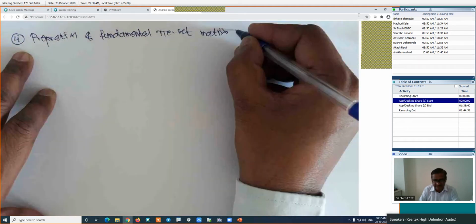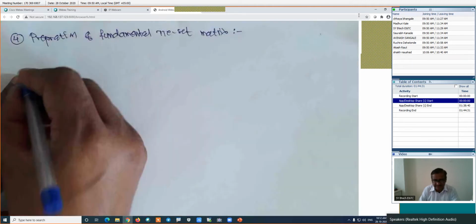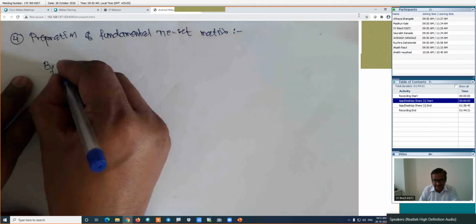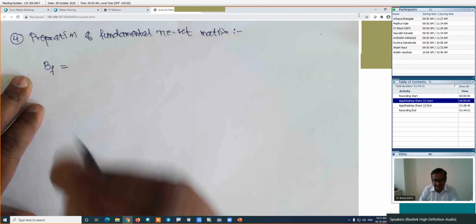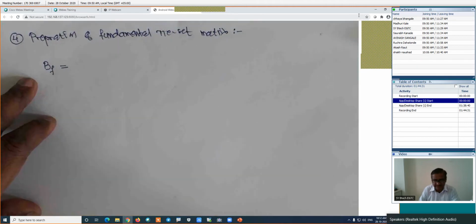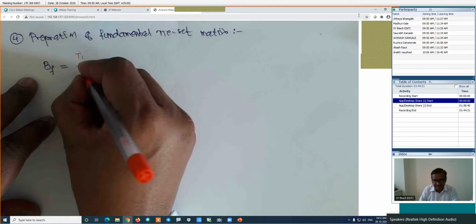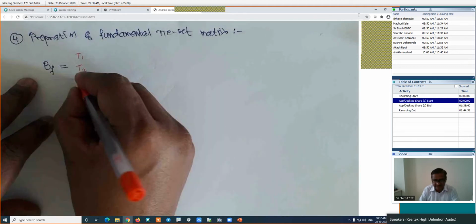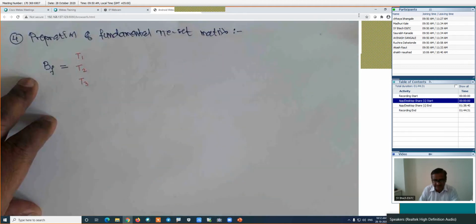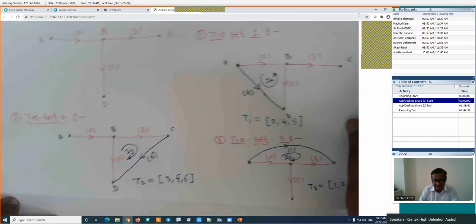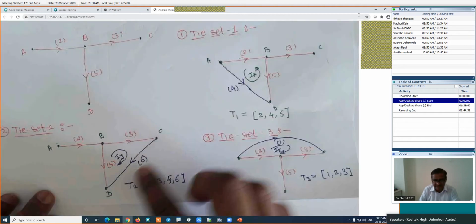What is the name of that matrix? B stands for Triset, and F stands for fundamental: the fundamental Triset matrix. The rows of this matrix are the Trisets: Triset number 1, Triset number 2, Triset number 3, because we have 3 Trisets, as we discussed in this particular figure. Is it right?